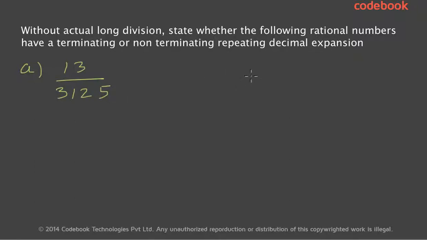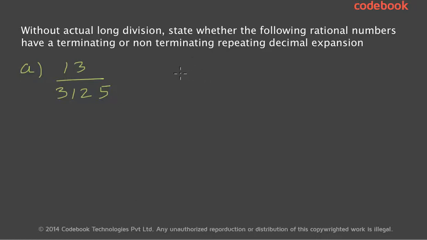In this lesson we will solve some problems. The problem that we have to solve here is, without actually performing the long division, you should be able to say whether the given rational number, which is in the form of p by q, has a terminating or a non-terminating decimal expansion. So let's try to solve the first example. The rational number that you have been given is 13 by 3125. Without performing actual long division, how will you solve this problem?